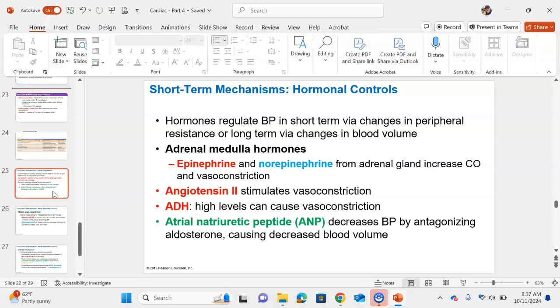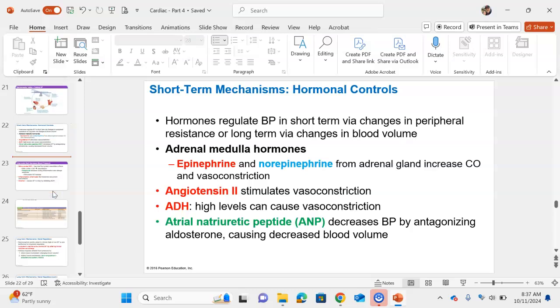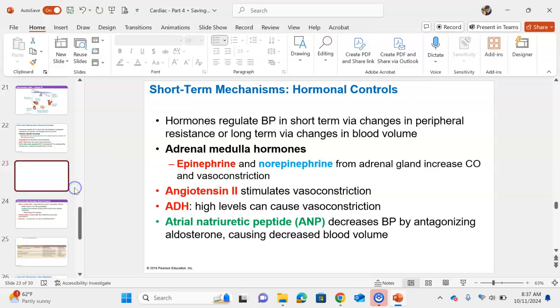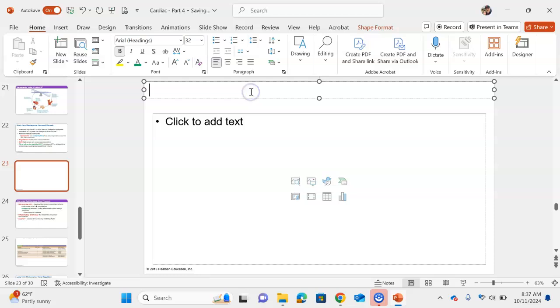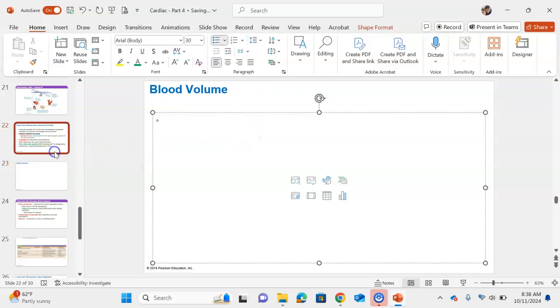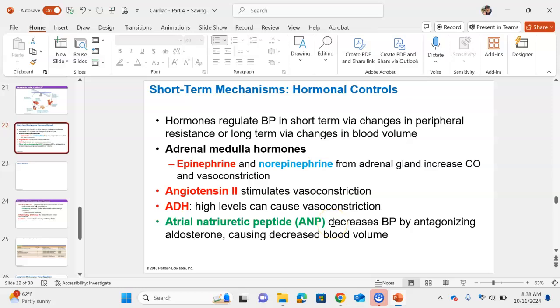Yeah, let's do this. I'm gonna make a quarterback call at the line of scrimmage here. We're gonna add a new slide. All right, so let's call this one blood volume. All right, so let's connect the dots here.